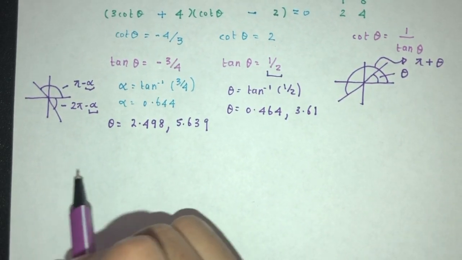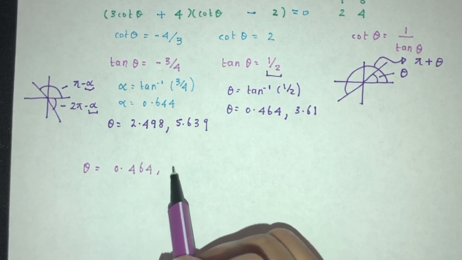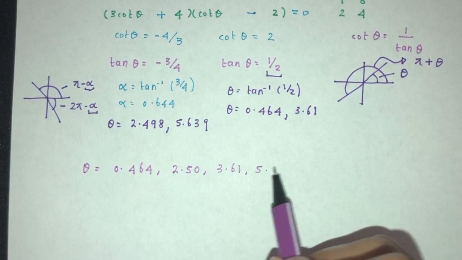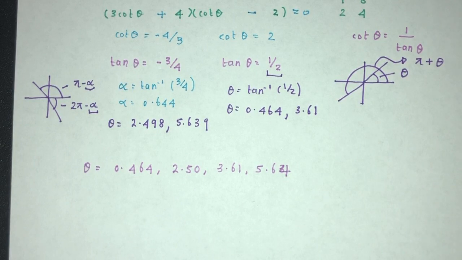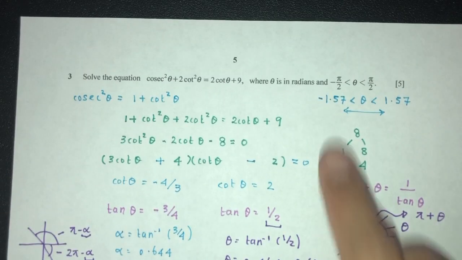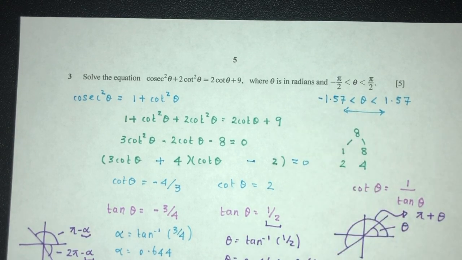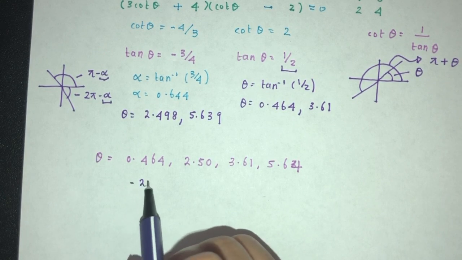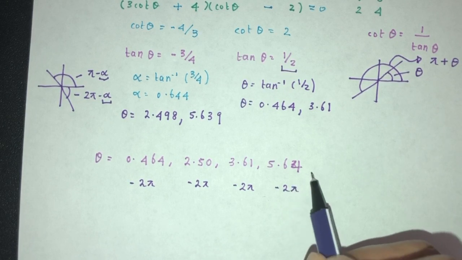So the values of theta can be 0.464, it can be 2.50, 3.61, and it can be 5.664. Right. Now, usually I would not do much if I didn't have the negative side. Because we also have a negative side to look into, I have to check what possible values we can also have if we were to find the angle in the other direction. To find that, we just have to minus 2 pi from each of them to see what angles we can also have as the answer.